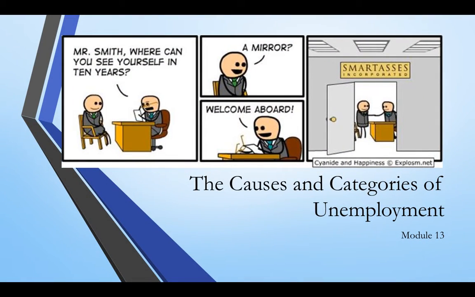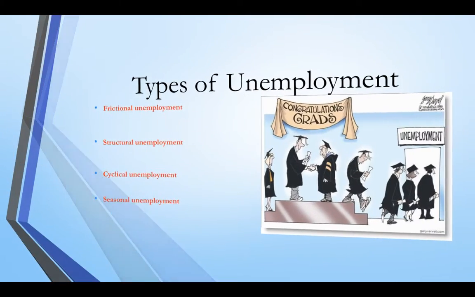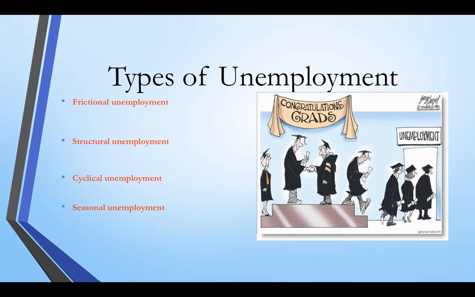Okay, so this is Module 13, the causes and categories of unemployment. So we talked about how to determine the unemployment rate, labor force participation rate. This is going to talk about the specific types of unemployment and something that we'll call the natural rate of unemployment. So there are four main types of unemployment.